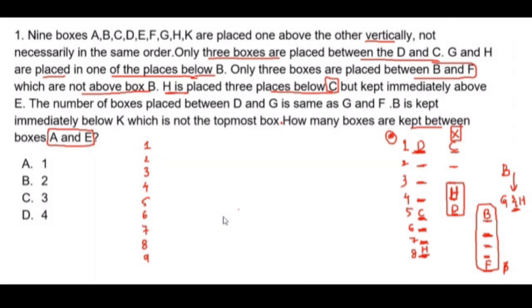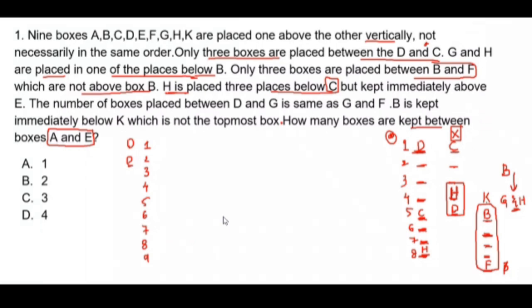That definitely tells you D can be placed either at the 2nd place or at the 1st place. Yes or no? The number of boxes placed in between D and G is the same as between G and F. B is kept immediately below K. What is he saying? B is kept immediately below K. That means on the top of B, you need to have K. On the top of B, you need to have K. Next information: K is not the topmost box.